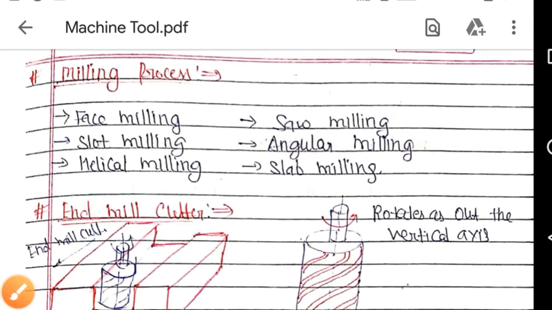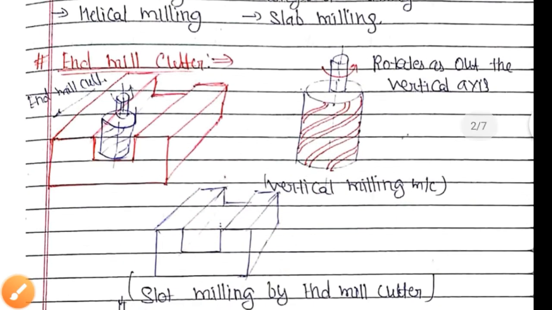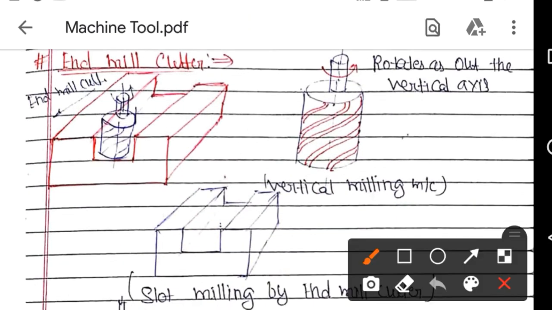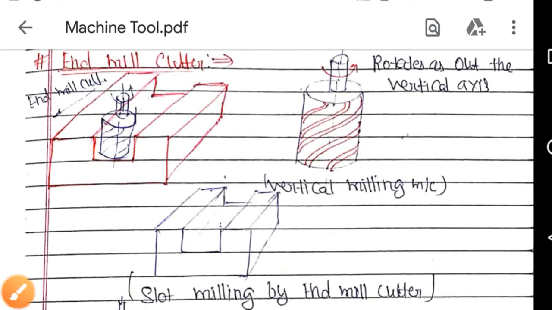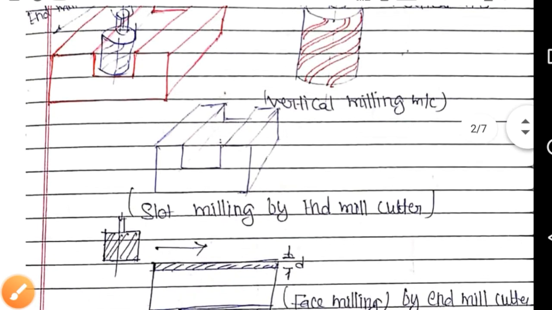Okay, so the end mill cutter. This is how the end mill cutter looks. This is the milling cutter which rotates about the vertical axis. The helical grooves are made on the surface of the cutter. This end mill cutter is used for slot making.